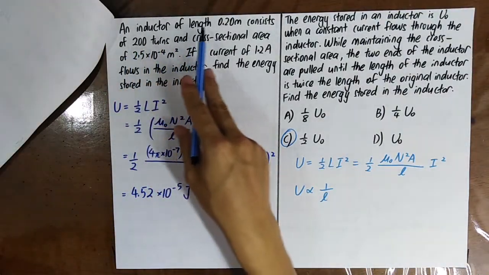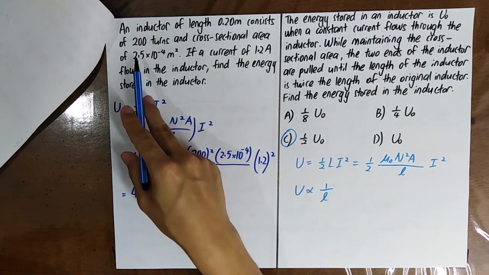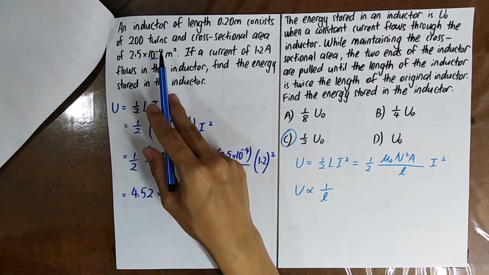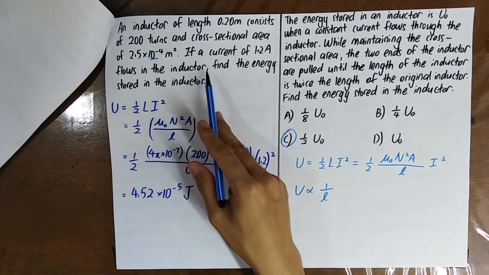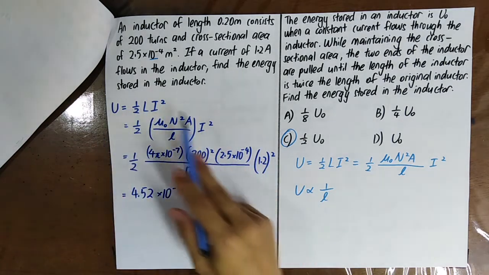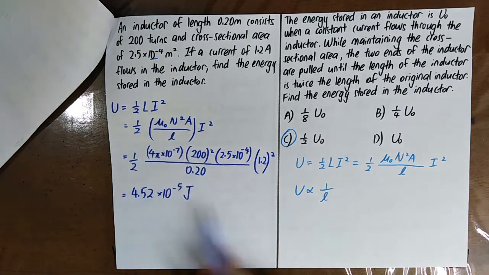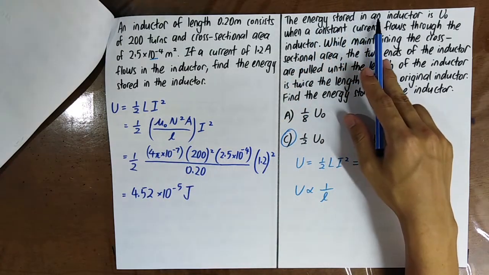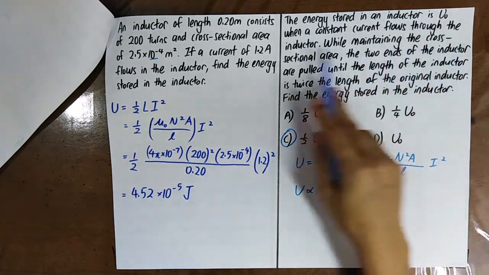An inductor of length 0.2 meter consists of 200 turns and cross-sectional area of 2.5 times 10 power -4 meter square. If a current of 1.2 ampere flows in the inductor, find the energy stored in the inductor. Okay, the energy stored in the inductor is half L i squared, and then L is mu naught n squared A over l.